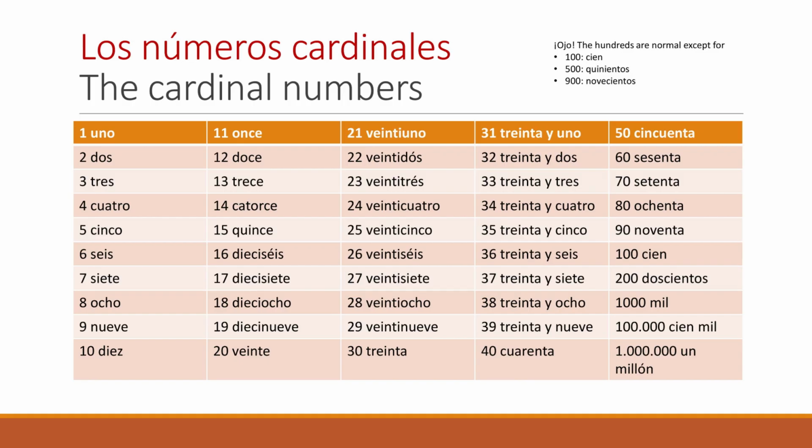11, 12, 13, 14, 15. Then here you have your 16, so 10 and 6, right? 17, 18, 19, and 20. For the 20s, you make this as one word with an I. So 22, 23, 24, 25, 26, 27, 28, 29, 30.